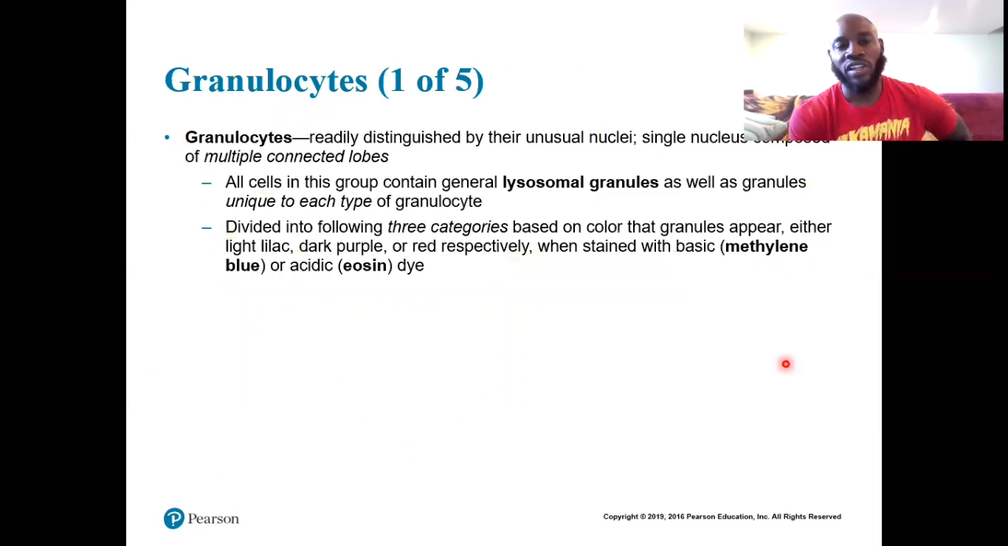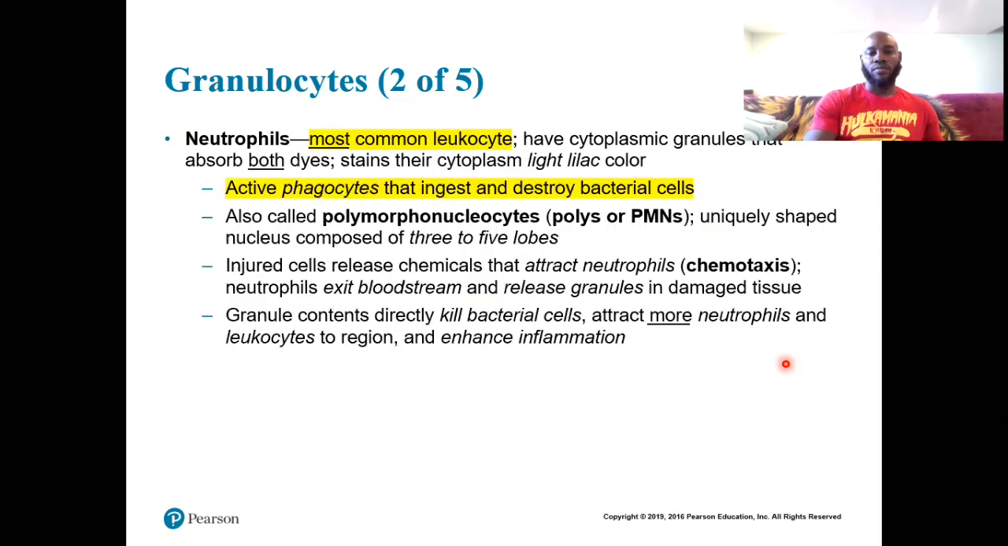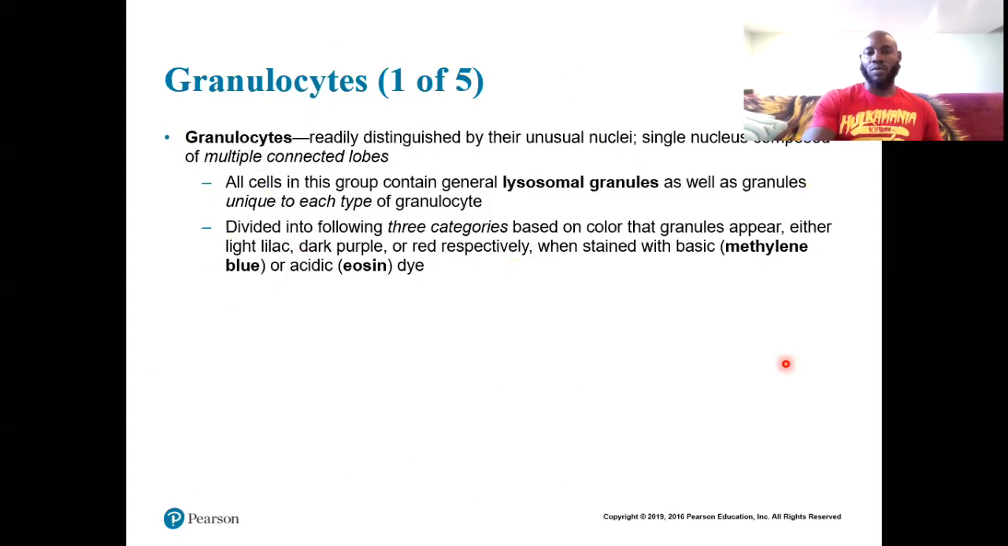Granulocytes are readily distinguished by their unusual nuclei, a single nucleus composed of multiple connected lobes. I think it's best that when you see the image, you'll see the difference between granulocytes and agranulocytes. Cells in this group contain general lysosomal granules, right? And these are divided into three categories based on the color of the granules, which can have different colors when stained with basic dyes.